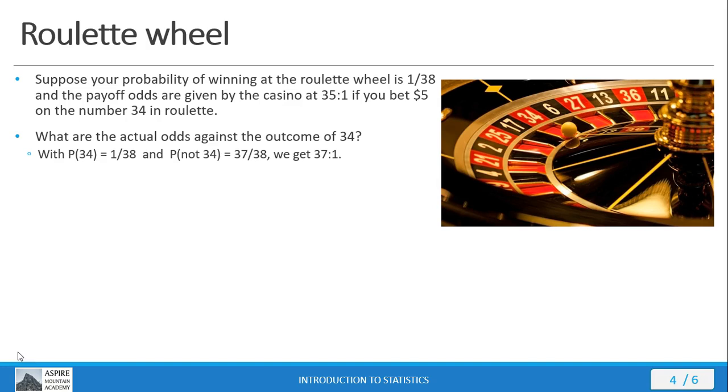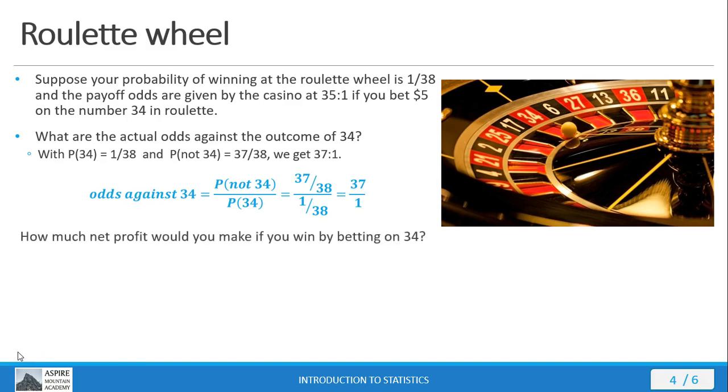How did we get the 37 to 1? Well, we did it by putting it into our little formula here. It's the odds against winning. So the probability of not winning is going to go on top. The probability of winning is going to go on the bottom. So when we take that, we get 37 over 38 over 1 over 38. That gives us 37 over 1, which is the 37 to 1.